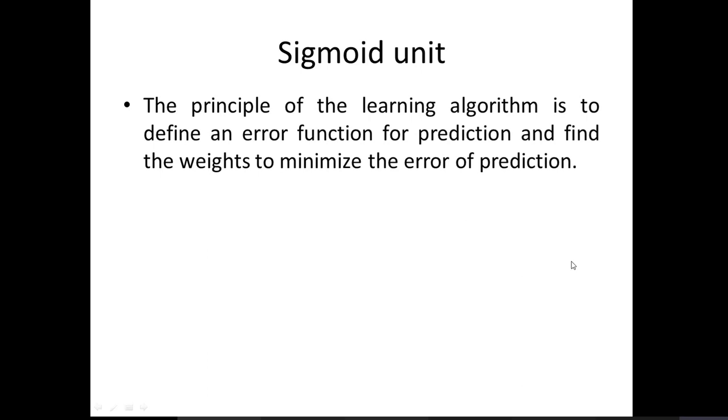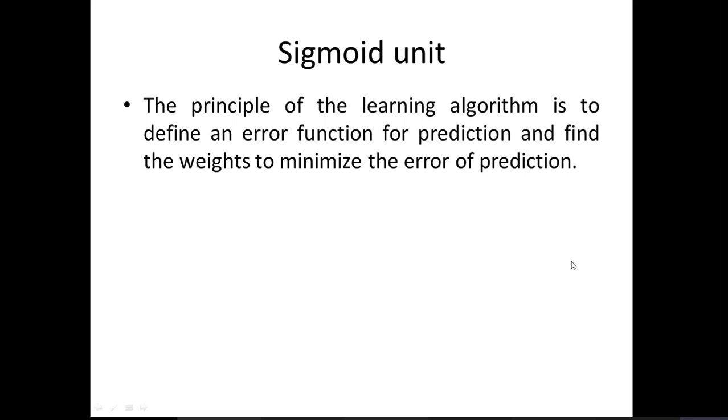T is the target label, O is the output label. So you define an error function in terms of T and O. If you define an error function, then you will have a mathematical foundation which will help you to design the algorithm, where the algorithm absorbs the minimization of the error.